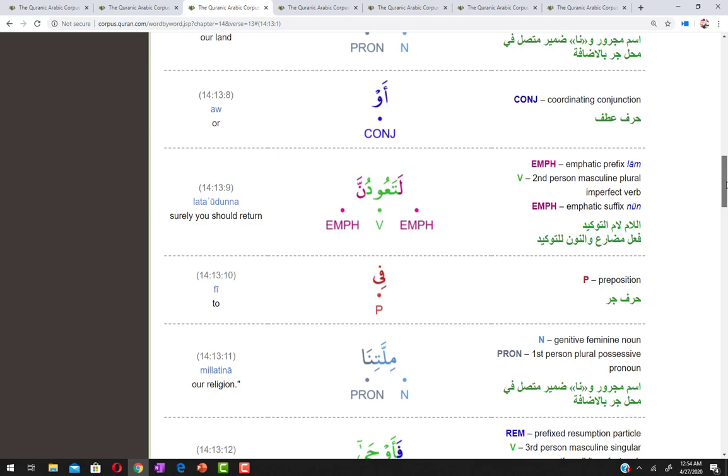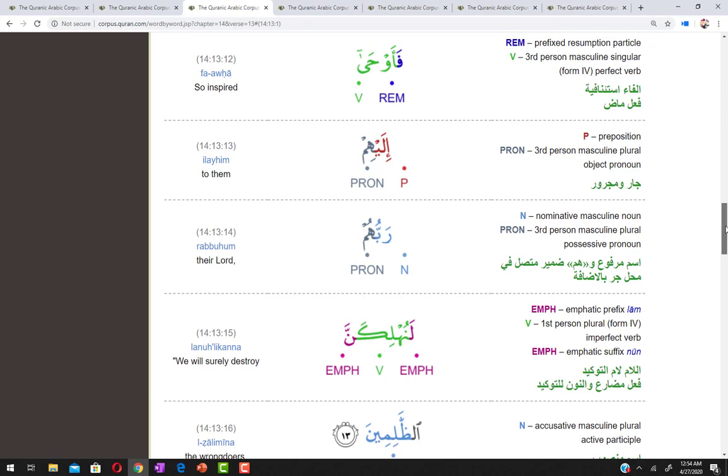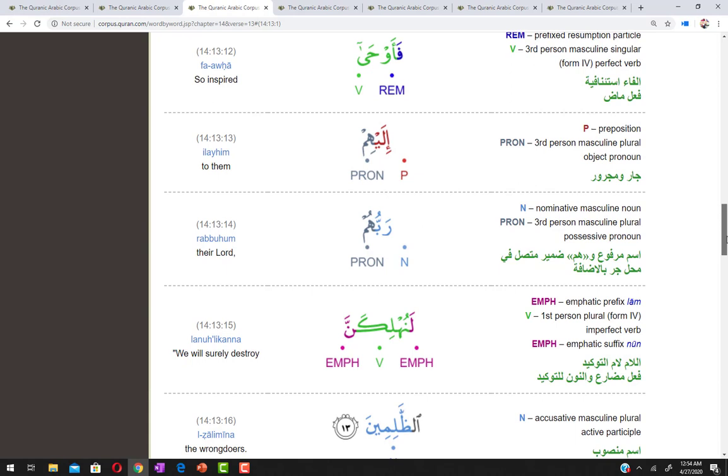Fa awha ilayhim rabbuhum lanuhlikanna. Again, we have lam nun tawkeed. So their Lord inspired to them, Allah subhanahu wa ta'ala inspired to them that we will surely, definitely destroy the wrongdoers, al-zalimin, lanuhlikanna.